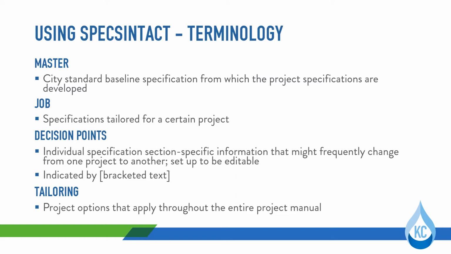To guide the user through portions of the specification that are intended to be edited, and more importantly, to guide them away from the text that should not be edited, decision points are used. These are identified by bracketed text and include material, information, or details that frequently change from project to project and require designer input.